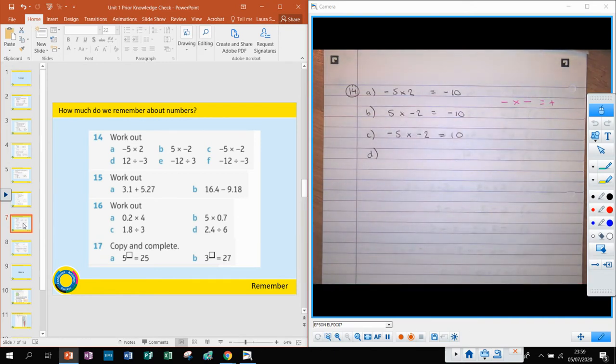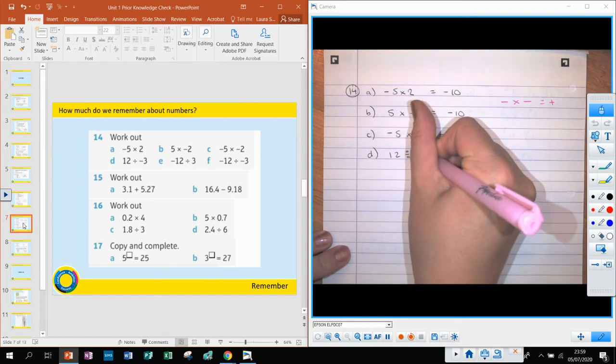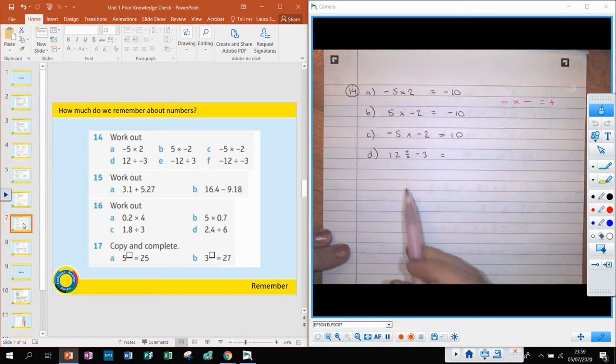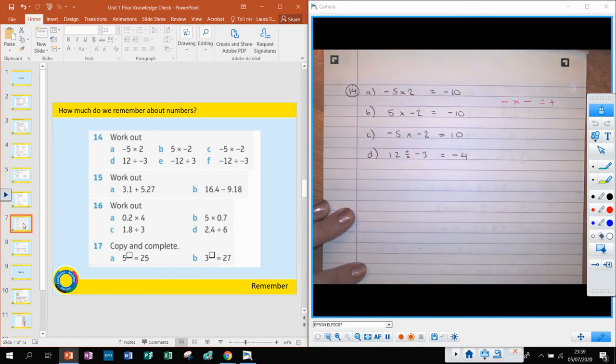Part D, we have 12 divided by negative 3. Okay, well, you're dividing by a negative, just like if you multiplied by a negative, you would have a negative answer, so that is negative 4.